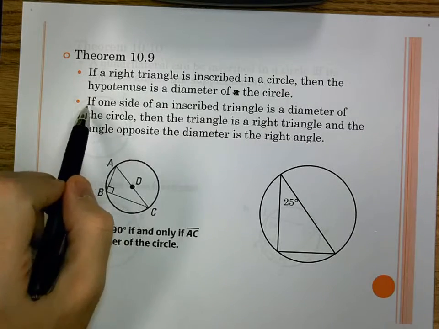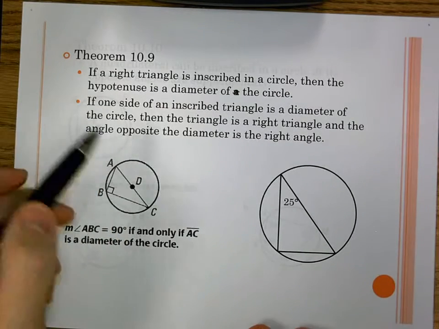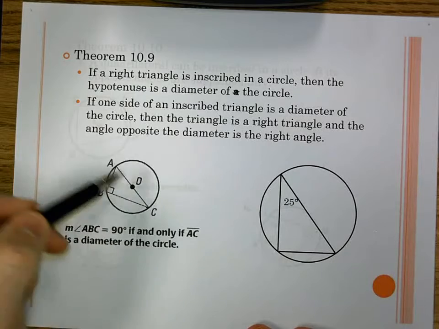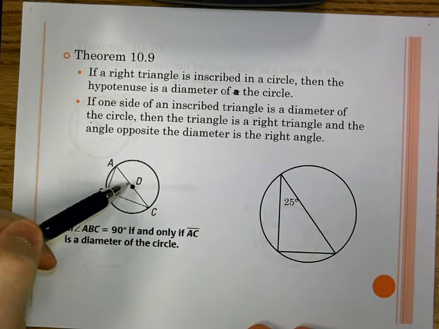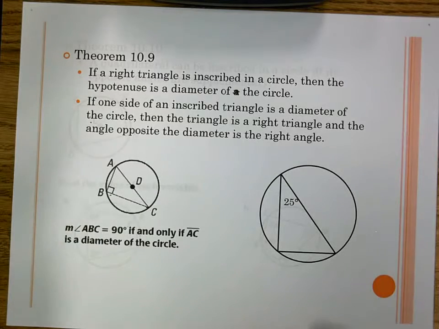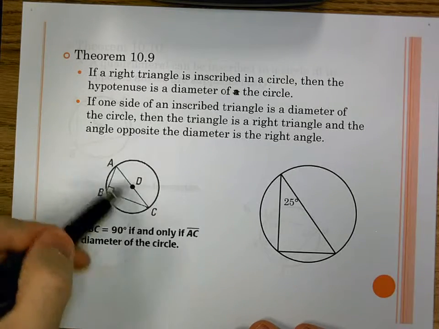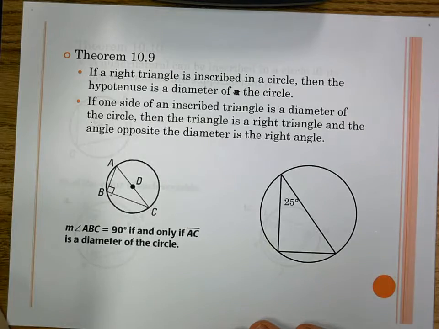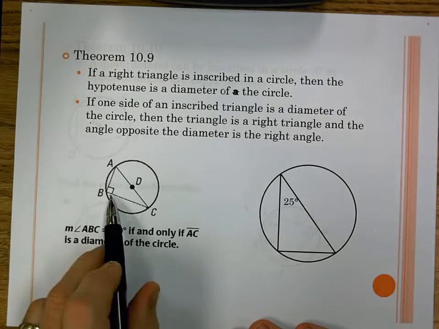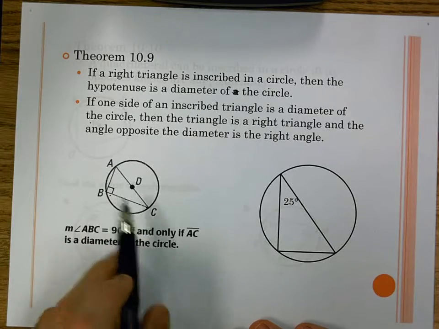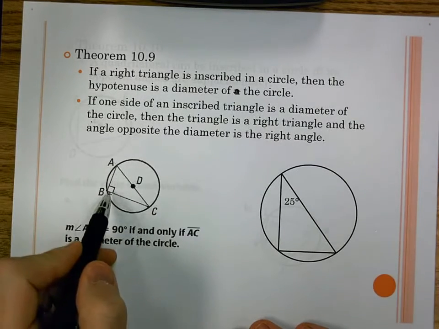Next one, if one side of an inscribed triangle is the diameter, okay, goes through the center, then the triangle is a right triangle, and the angle opposite the diameter is a right angle. Okay, that works too. If that cuts through it, we know B is going to be a right angle. Now, we fit it to the diagram. We say if measure of angle B is 90 degrees, if and only if AC is the diameter. Again, we're seeing right angle.